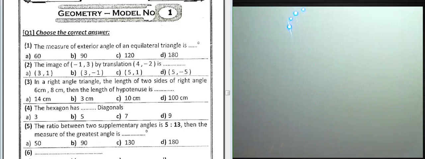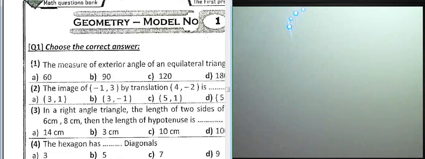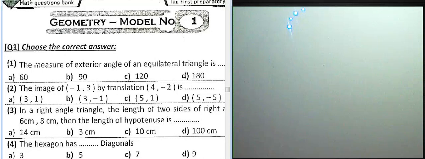Today we will solve model number 1 from the geometry math questions bank, Dakahlia government. Question number 1, choose the correct answer. The measure of the exterior angle of an equilateral triangle is 120 degrees.